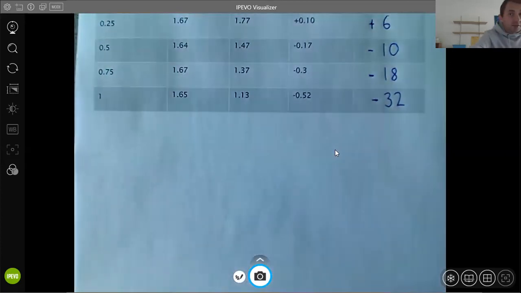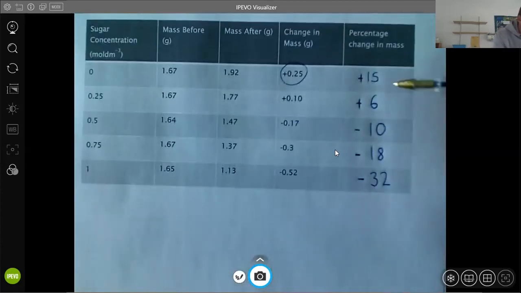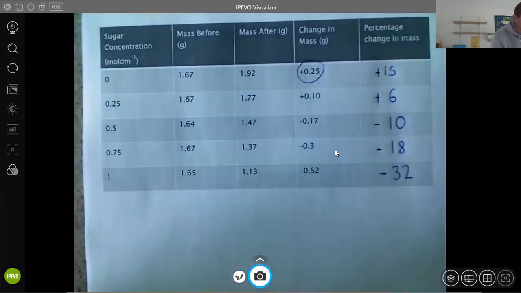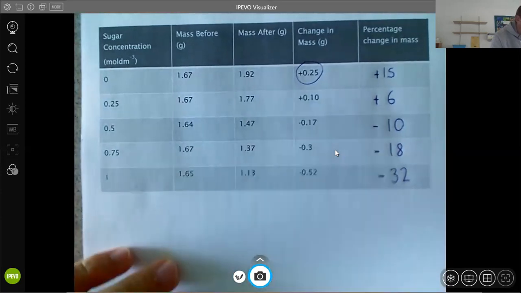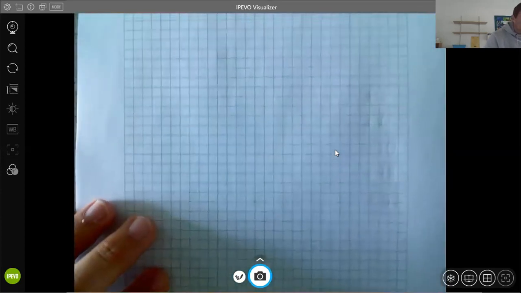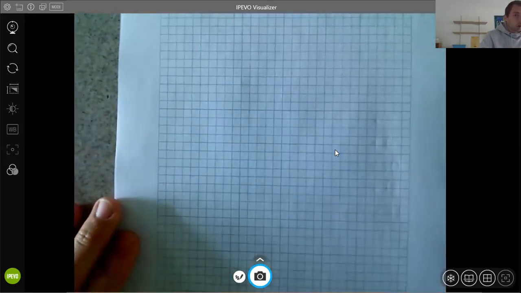We can see that these ones got heavier and these ones got lighter. When you do the practical, you will see that these will be bigger, these will be smaller. But what I want us to be able to do now is plot a graph together. If you want to go ahead and do it, you're more than welcome to, but I'm going to talk you through it. I'm going to plot this with you, and if you want to copy me, you're welcome to.